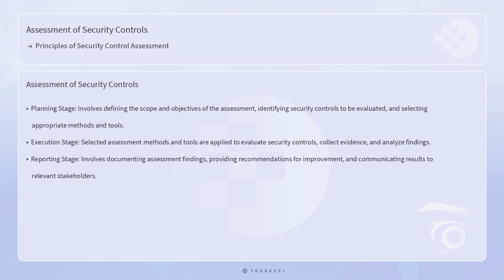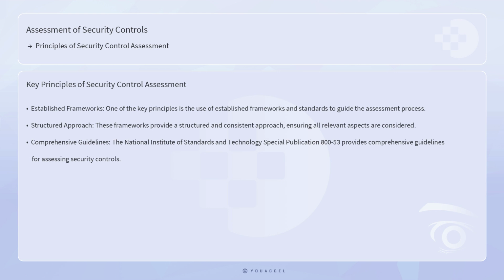This stage is vital for ensuring that the assessment findings are acted upon and that the necessary corrective actions are implemented. One of the key principles of security control assessment is the use of established frameworks and standards to guide the assessment process. These frameworks and standards provide a structured and consistent approach to evaluating security controls, ensuring that all relevant aspects are considered and that the assessment is conducted in a thorough and systematic manner.